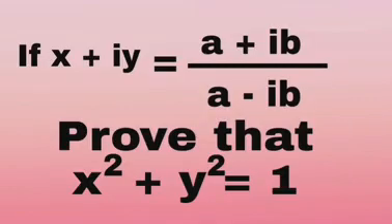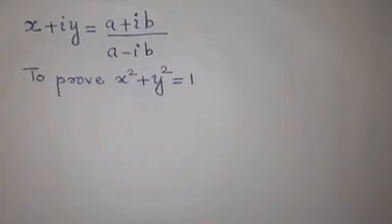If x plus iy is equal to (a plus ib) by (a minus ib), prove that x square plus y square is equal to 1. Given that x plus iy is equal to (a plus ib) by (a minus ib), we have to prove that x square plus y square is equal to 1.